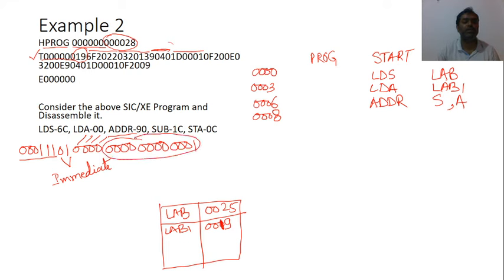What is the value of the immediate operand? 1. And what is the instruction here? If I append 2 0, it will be 1C, and 1C is what? SUB. So the instruction is SUB, and the immediate value is 1, so it will be written as #1. So the next address will be 000B. I have to consider the next object code, that is 0F200E.